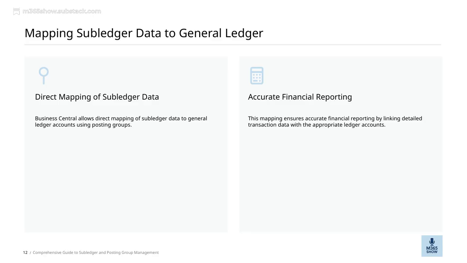Business Central makes this process straightforward by allowing us to directly map subledger data to general ledger accounts through posting groups. This means we can automate and streamline the process, reducing errors and saving time. The key takeaway here is that proper mapping is fundamental for accurate financial reporting, and Business Central provides the tools to make this both efficient and reliable. This connection between detailed transactions and the overall ledger is what keeps our financial data consistent and trustworthy.